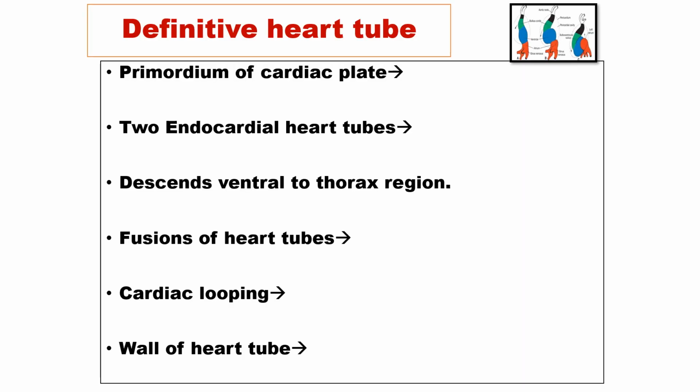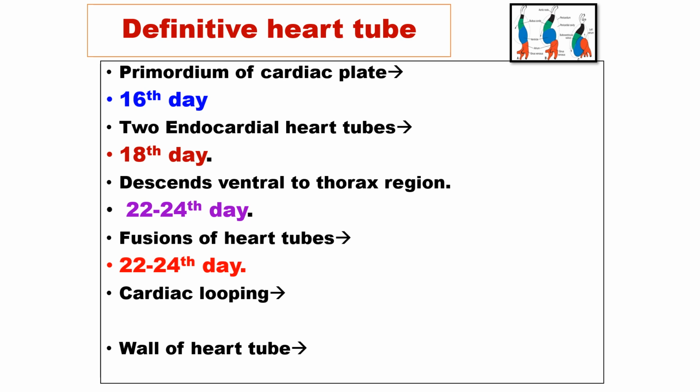A definitive heart tube: the primordial heart tube or cardiac plate on the 16th day, two endocardial heart tubes on the 18th day, descent ventrally to the thoracic region by the 24th day, that is due to the cranial folds. Fusion of heart tubes, that is due to the lateral folds, also occurs by the 24th day. Cardiac looping occurs by the 24th to 28th day, and the wall of the heart tube is also formed between the 24th to 28th day.